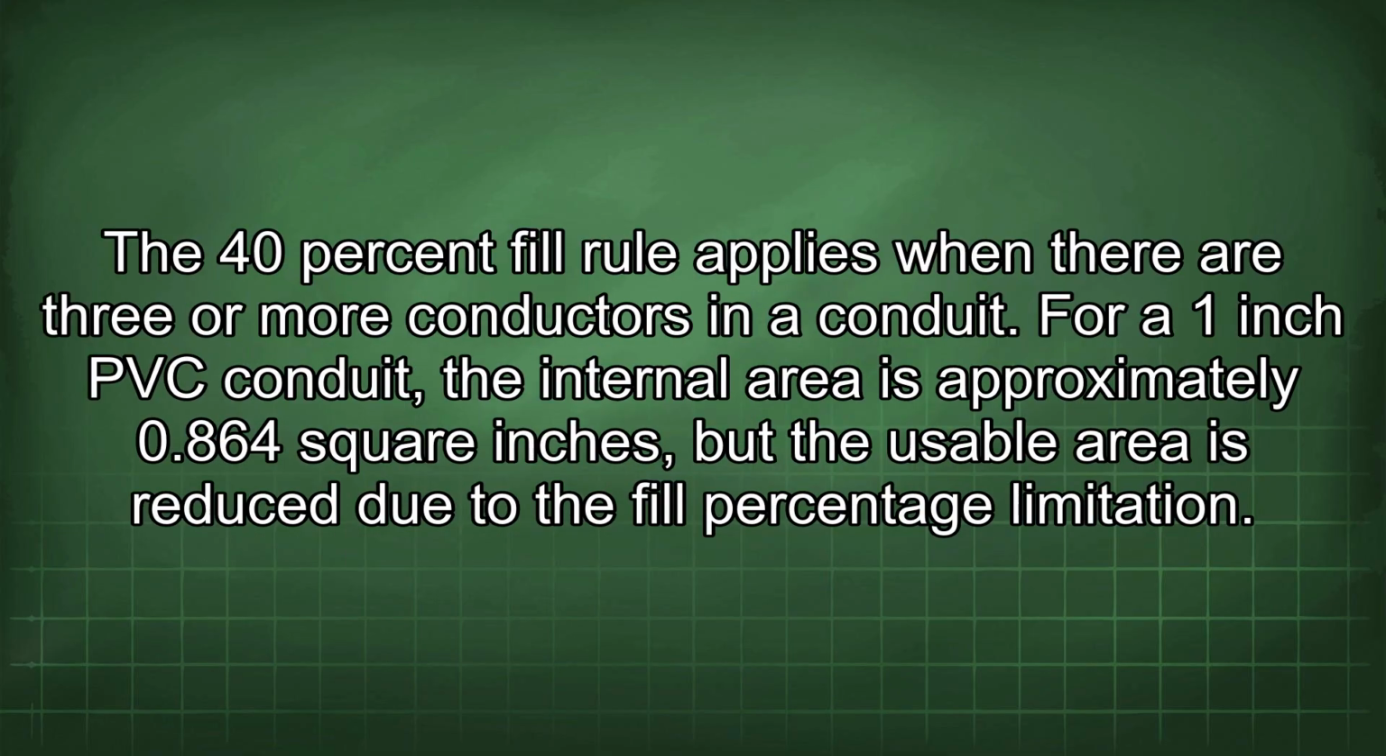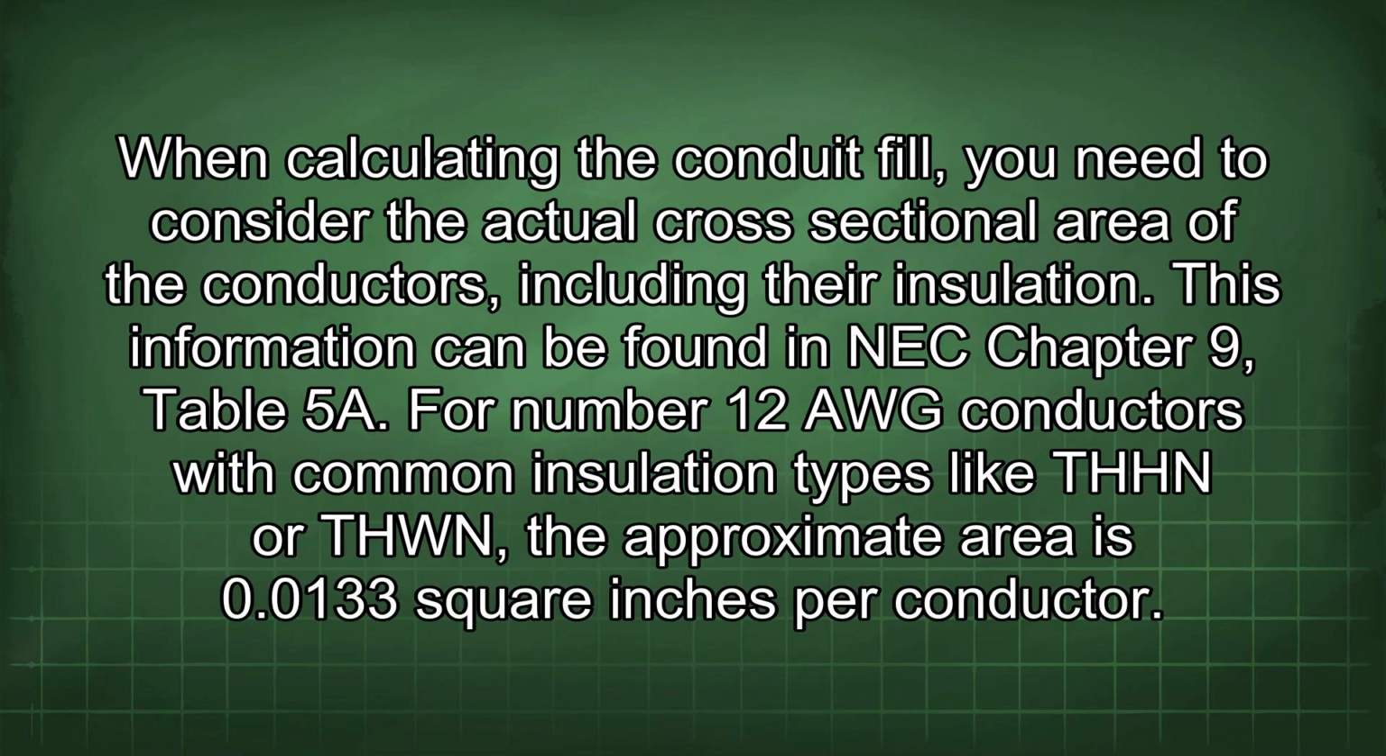The 40% fill rule applies when there are 3 or more conductors in a conduit. For a 1-inch PVC conduit, the internal area is approximately 0.864 square inches, but the usable area is reduced due to the fill percentage limitation. When calculating the conduit fill, you need to consider the actual cross-sectional area of the conductors, including their insulation. This information can be found in NEC Chapter 9, Table 5A.